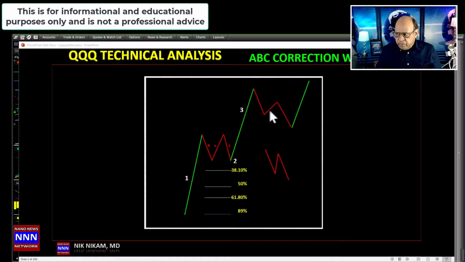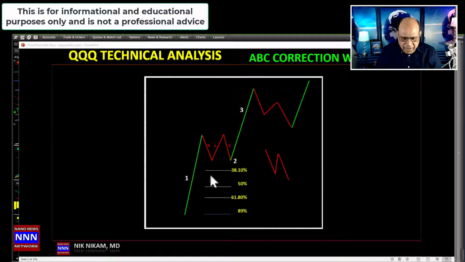Actually, it's a correction. Okay, let us continue with our basic understanding of how the correction works. If you understand how the correction works, the impulse waves take care of themselves. If you know when to get out of the market, and if you know when to get into the market, then the impulse waves will take you through the profit lines. So this is what I call profit lines, and this is what I call headache lines.